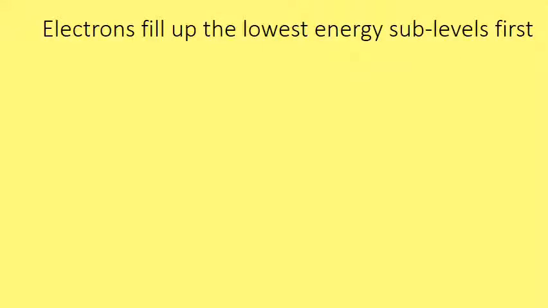So here's a nice rule for you when you're working out electron configurations, and it is that electrons fill up the lowest energy sublevels first. So it's key to just appreciate this word here in the title, the lowest energy sublevels, and it will become clear why in just a minute. Okay, so to illustrate this rule, let's have a look at an energy level diagram.